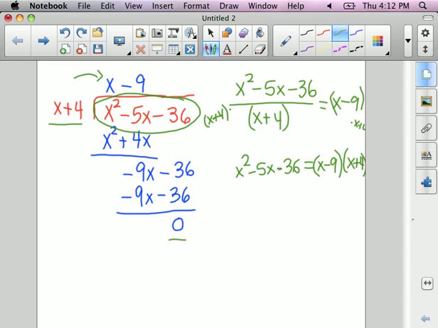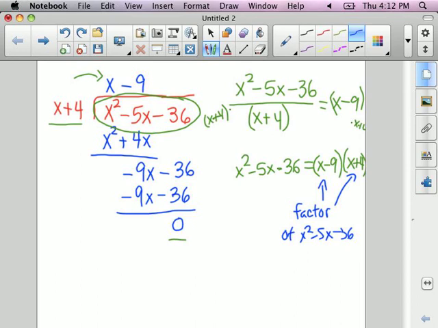So we can say a vocab word here that x minus 9 and x plus 4 are both factors of the original quadratic. So that is a factor of the x squared minus 5x minus 36, as is this guy over here. Since we can multiply them and they go in evenly, there was a remainder of 0, that means that we have factors of our original.